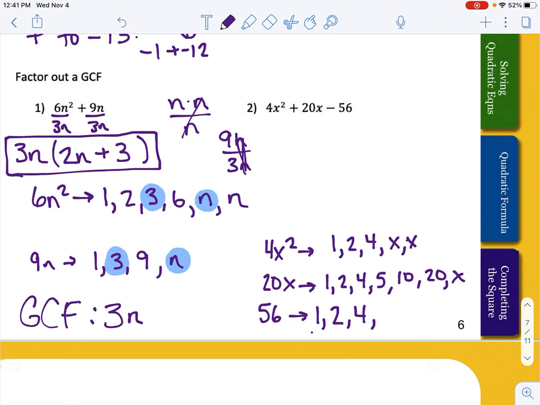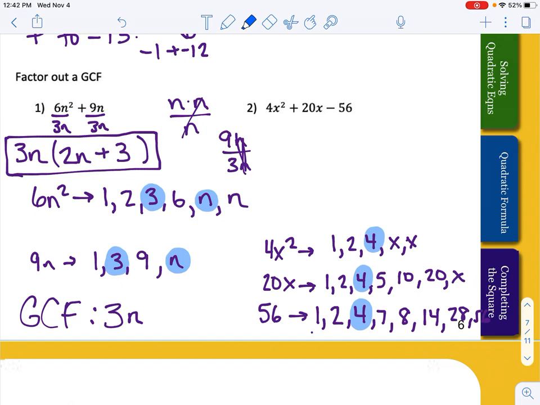7, 8, 14, 28, and 56. So, the biggest number in all three lines, we actually could have not written any past this because we know there's no number bigger than 4 up here. But it doesn't hurt to also write all of them. So we know our biggest number in all three lists is 4.